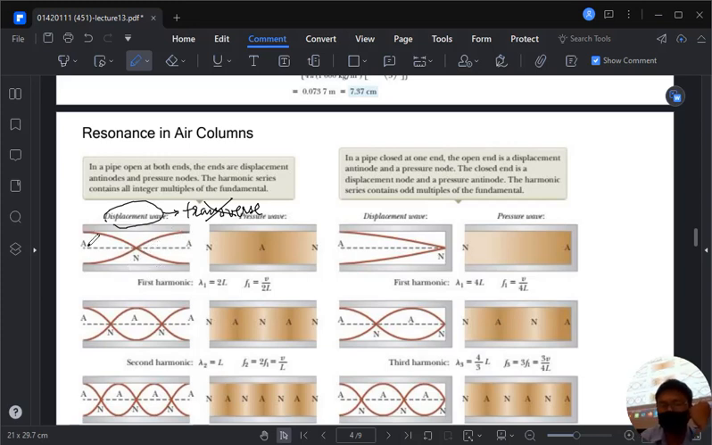You can write it like this. This is both open ends. This is one open end and one closed end. It has to be a node here because it's fixed. It has to be an antinode here because it's open. Therefore, this is lambda over 4, lambda over 4. This is L, so L is this. This is lambda over 2. This picture is wrong, actually. This is lambda over 4, has to be shorter. So lambda is L. This is lambda over 4, because it's between antinodes and nodes.